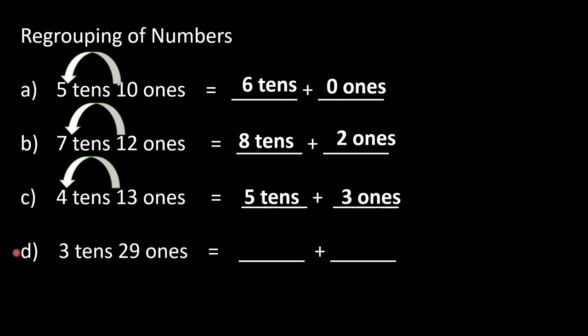Now in next, 3 tens, 29 ones. So here we have to keep 9 here at ones place and 2 will be carried forward with tens place. So 3 plus 2 is 5. So 5 tens and 9 ones. So here first of all we will write 9 ones and then we will write here 5 tens. Understood beta?